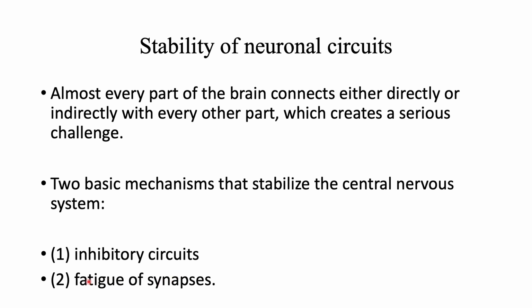The other mechanism of stabilizing the nervous system is fatigue. Fatigue can occur at different levels, especially at the synapse. One of these mechanisms could be depletion of a neurotransmitter. We have no more neurotransmitter. Or maybe changes in the membrane potential of the postsynaptic neuron so that it's not responsive, or saturation of the receptors in the postsynaptic neuron. And fatigue is very important in patients with epilepsy.